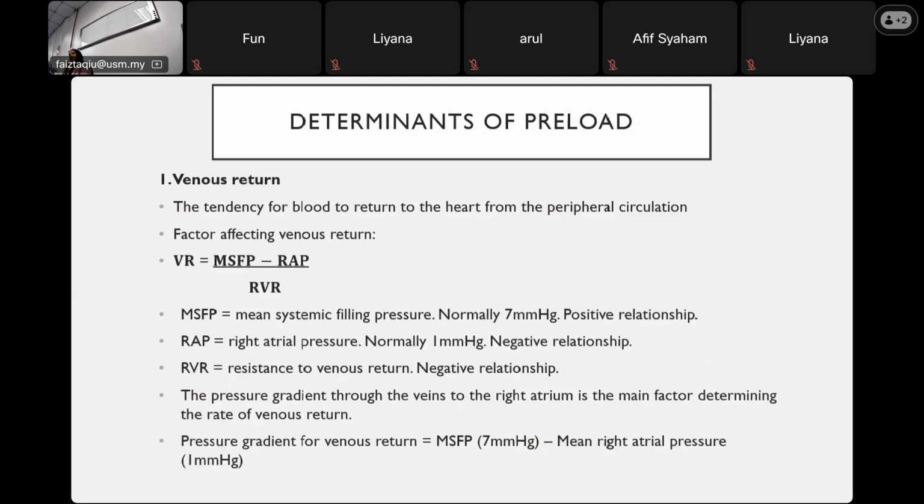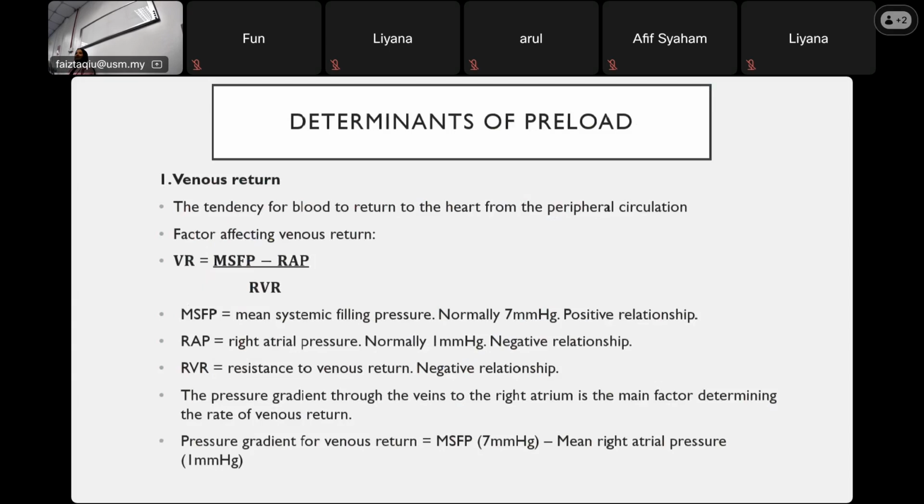So we go for determinants of the preload. So boleh tak kita go to the determinant of apa tu? Stroke volume dulu. I mean, yelah, sekarang we're talking about stroke volume, right? The preload, afterload and contractility. Kan? Bukan you ada next original slide ke? This one. This one. Okay, that's up. Go on. So the determinants of the preload.